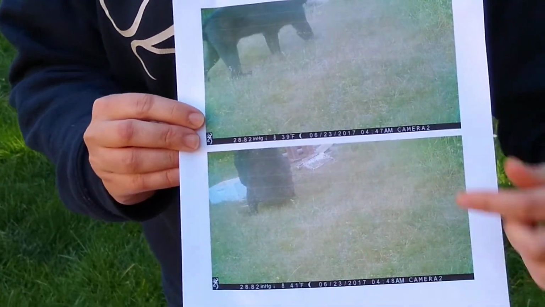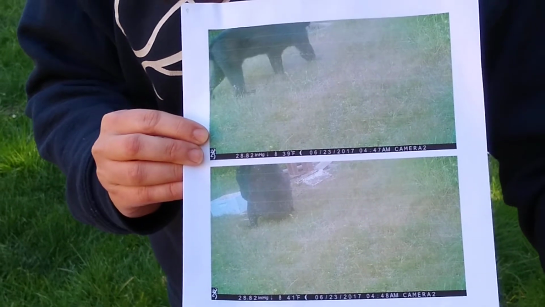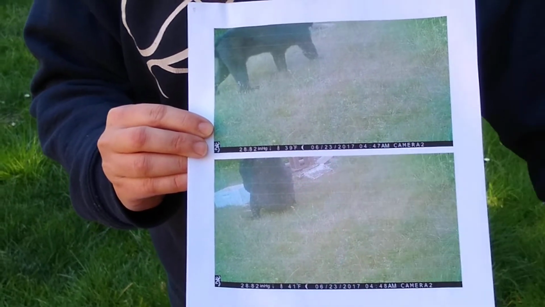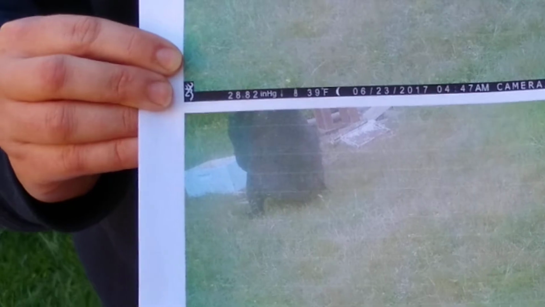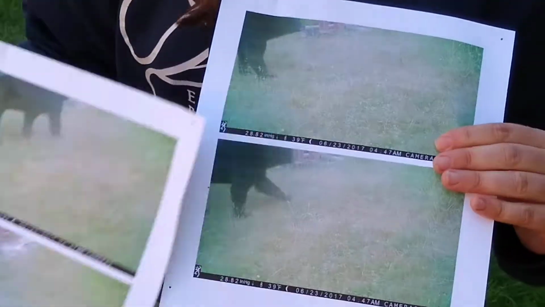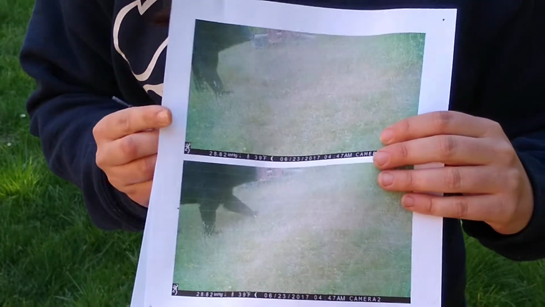This is the guy that broke into our beehive. Look at his big bottom, just sitting right down there and eating our honey. Pretty classic bear move.